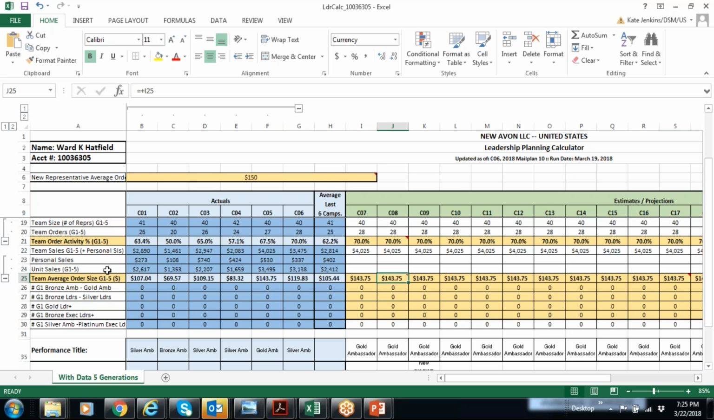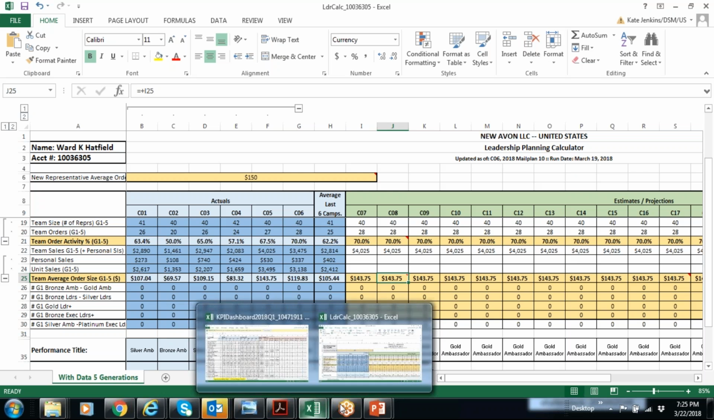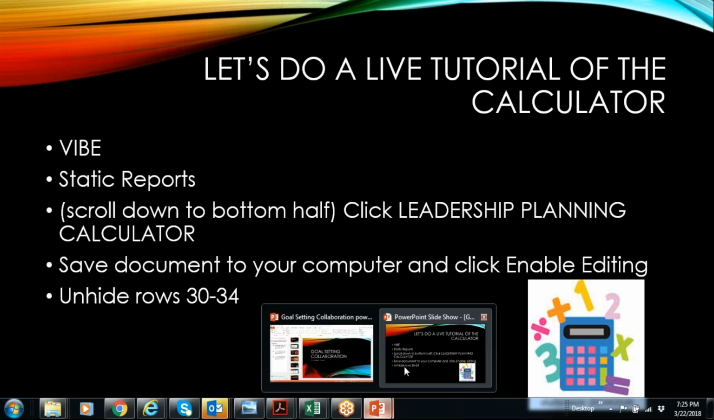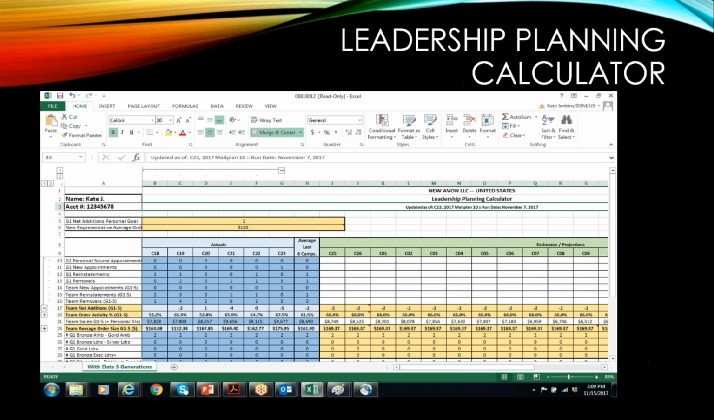Are you guys seeing anywhere where you can put in your recruits? Team orders, team size. So let me show you in PowerPoint. See here in mine, the one that I see on a normal, it shows me my first generation new appointments, how many people reinstated, my removals. So let me try to find that for you guys.